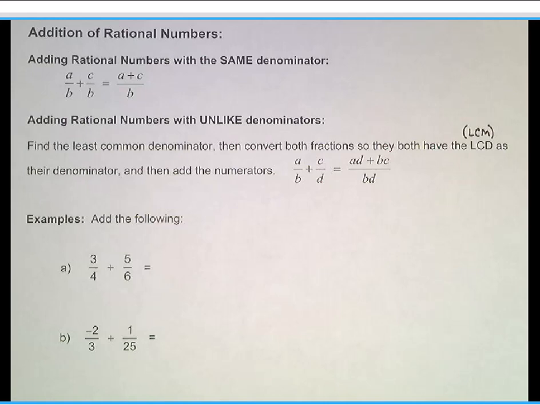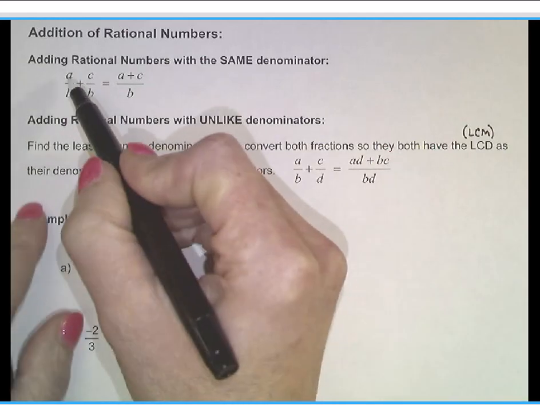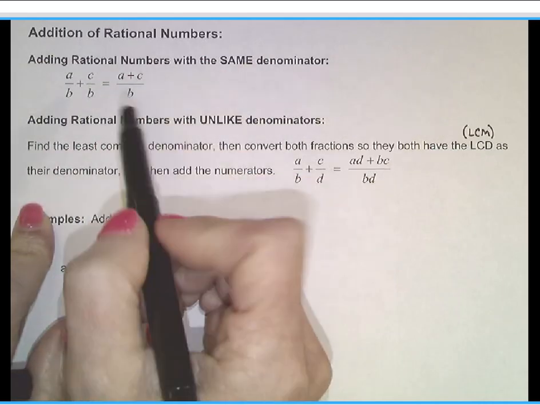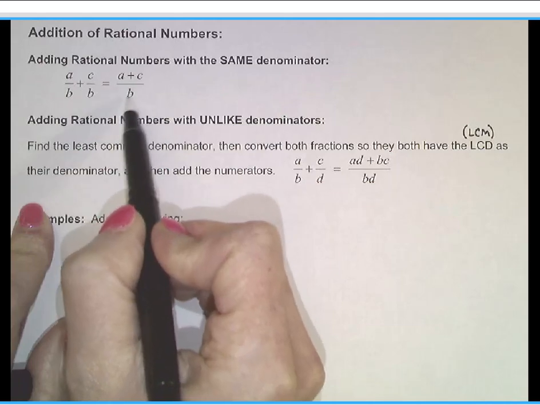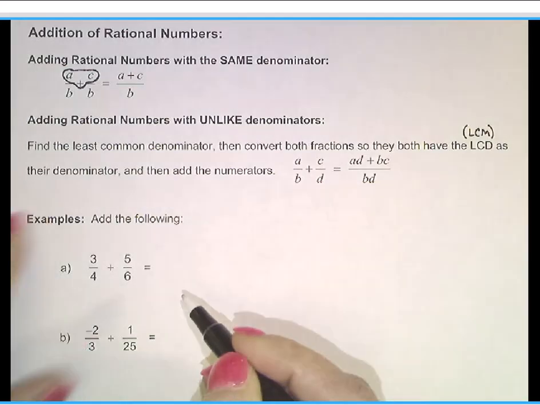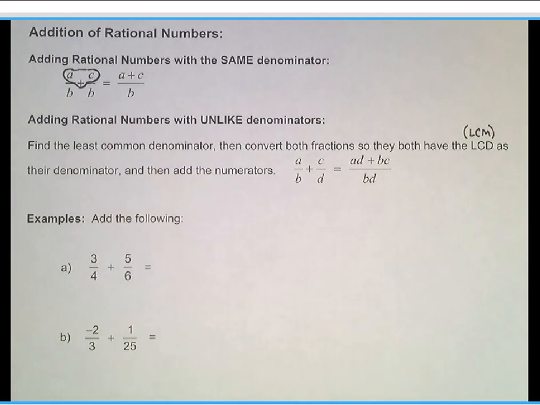So adding rational numbers, if you are lucky enough and they already have the same denominator, a over b plus c over b, you're going to combine those together into a single fraction that has b as the denominator, and you just add the numerators together and put it over that common denominator.